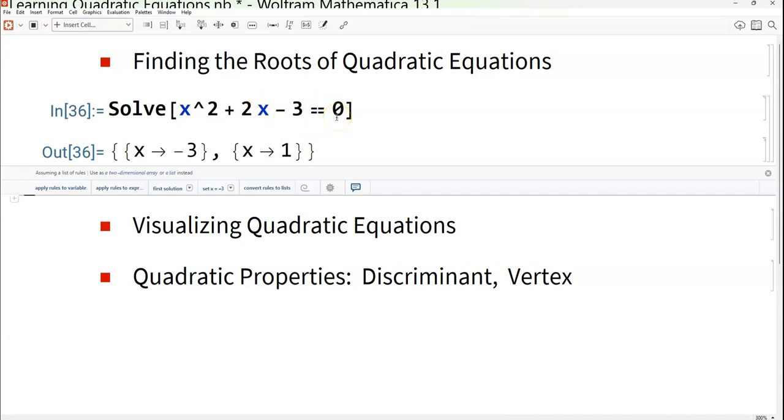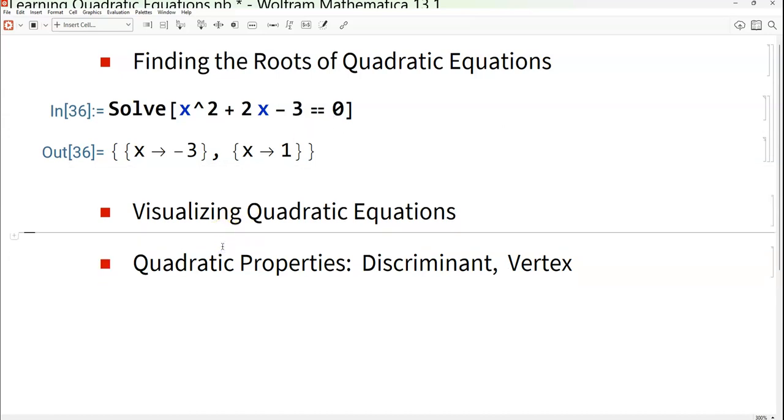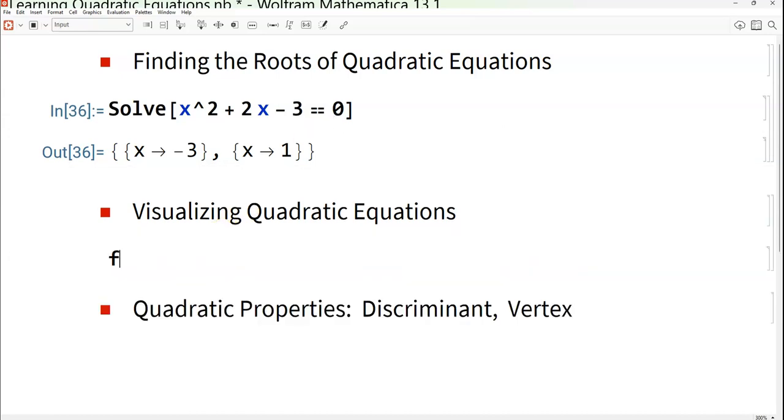And you can see this if you would graph this function. You would see that it equals 0 when x is equal to -3 or x is equal to 1. So let's show that. This will be two steps. First, we have to define the function. So there's some Mathematica notation here.